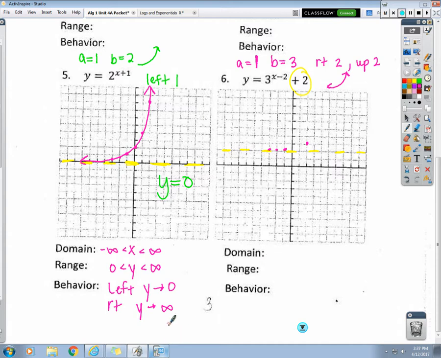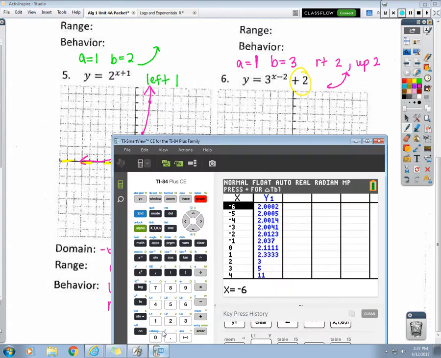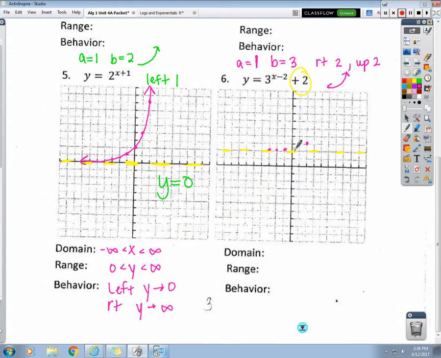Where's your y-intercept this time? Yeah, you do. 2.1. Your y-intercept is when x equals 0, so your y-intercept is 2.1. So also it's going to be kind of like where you can barely tell where to plot it, because 2.1 is so close to 2.